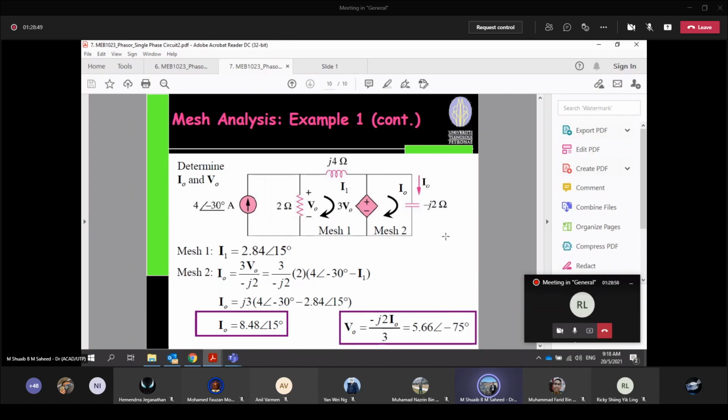I can consider this quite a straightforward and simple circuit. That's why you have to try this before you move on into more complicated analysis. Any questions so far?